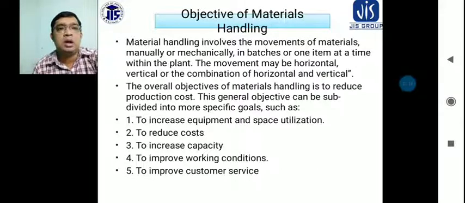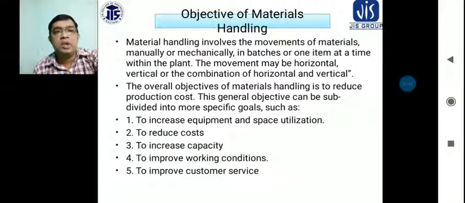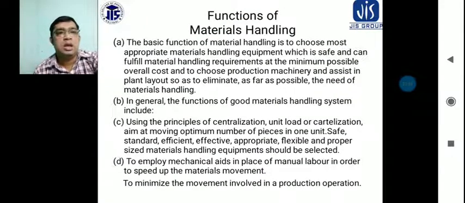Materials handling involves the movement of materials manually or mechanically. It bases on items at times within the plant, and the movements may be horizontal, vertical, or a combination of horizontal and vertical. Another thing is that the overall objective of materials handling is to reduce the production cost. The general objectives can be subdivided into more specific goals, such as to increase equipment and space utilization, to reduce cost, to increase capacity, to improve the working conditions, and to improve customer services. Another thing is the functions of materials handling.